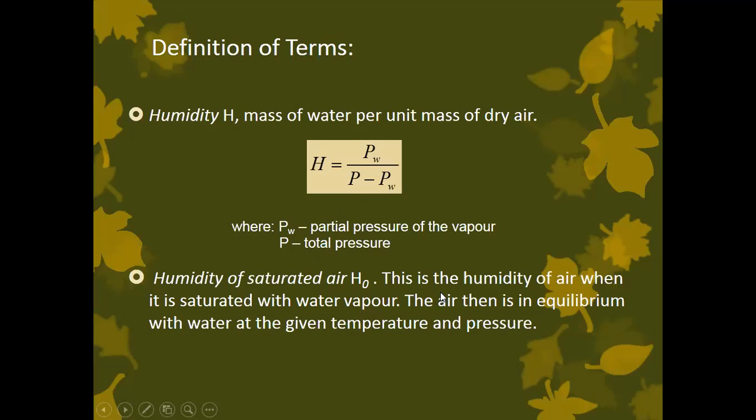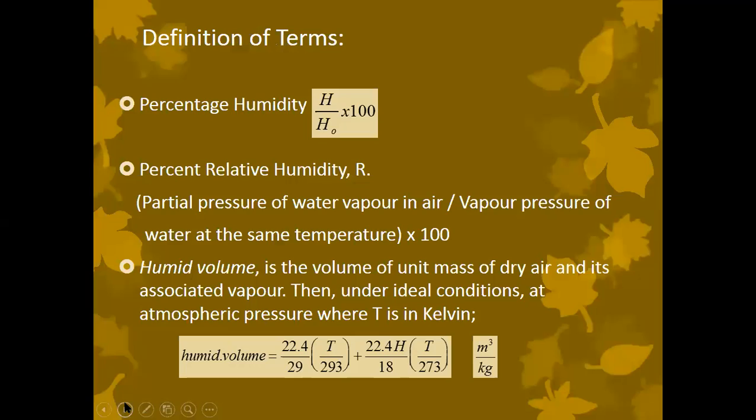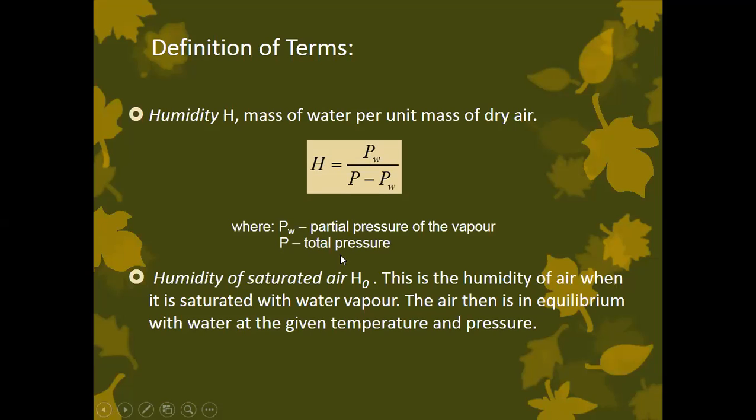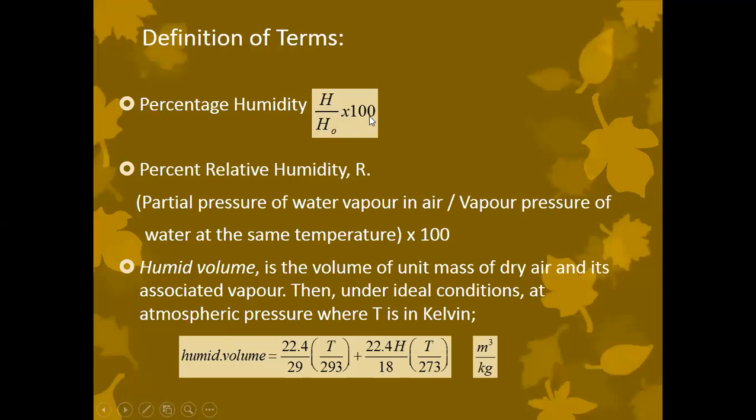This is the humidity of air when it is saturated with water vapor, meaning it contains already the maximum amount of water that it can hold for the given condition. The air in this condition is then in equilibrium with the water that it is holding. That's the maximum water content that it has for a given temperature and pressure. As for percentage humidity, that would be our humidity H that we have defined here, divided by the humidity at saturation. So that's our percentage humidity.